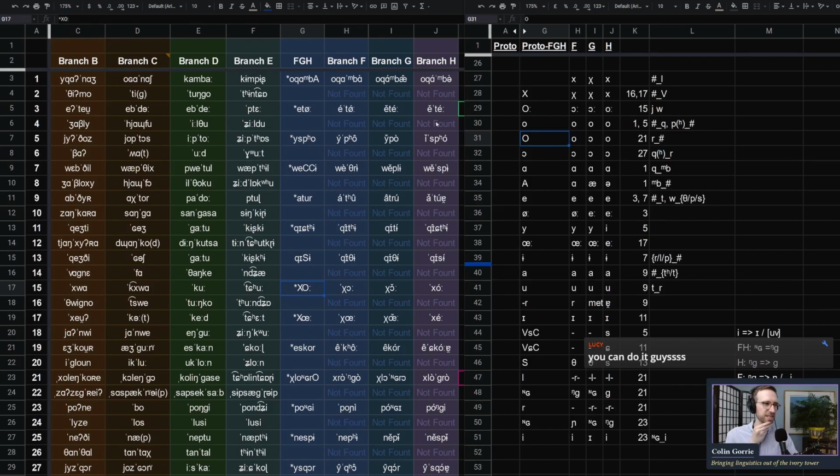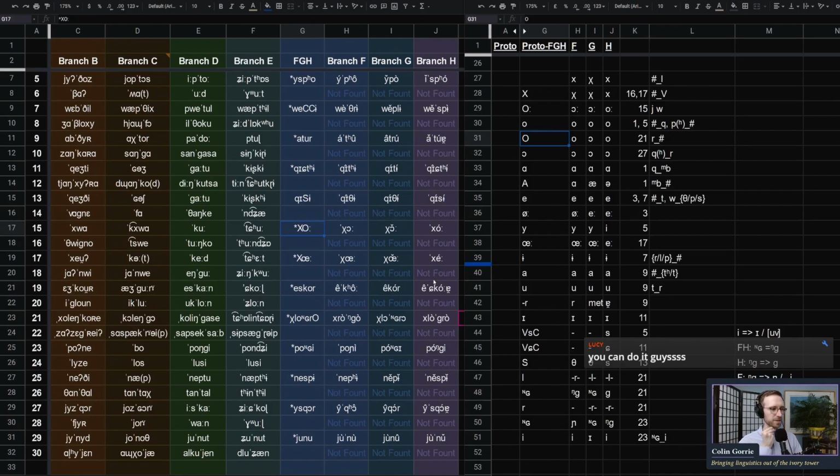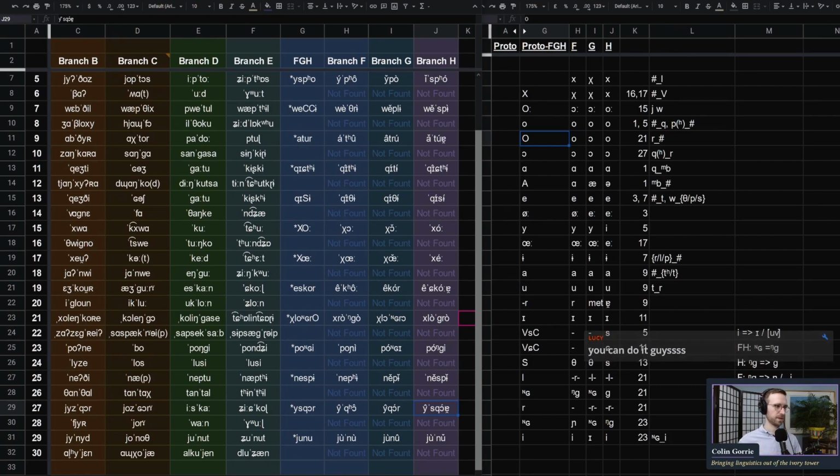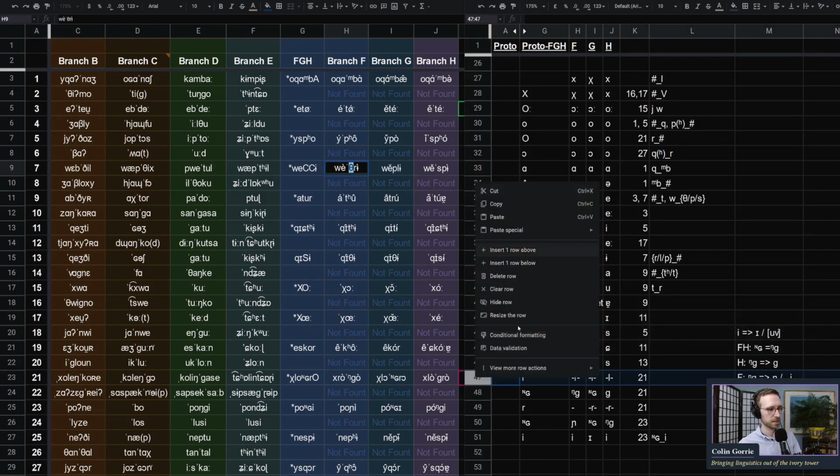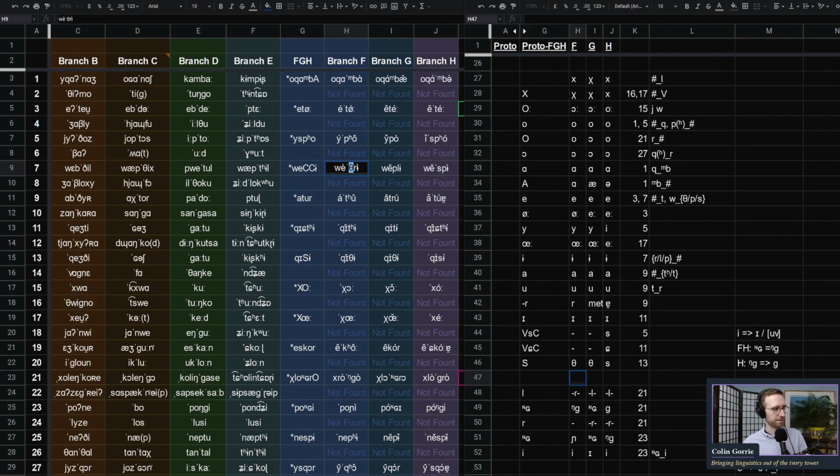It seems to me that branch H just categorically does not like low mid vowels. No, but it does here. That's a tough one. Okay, maybe we'll try and solve this. So we have the th. So let's consider this.